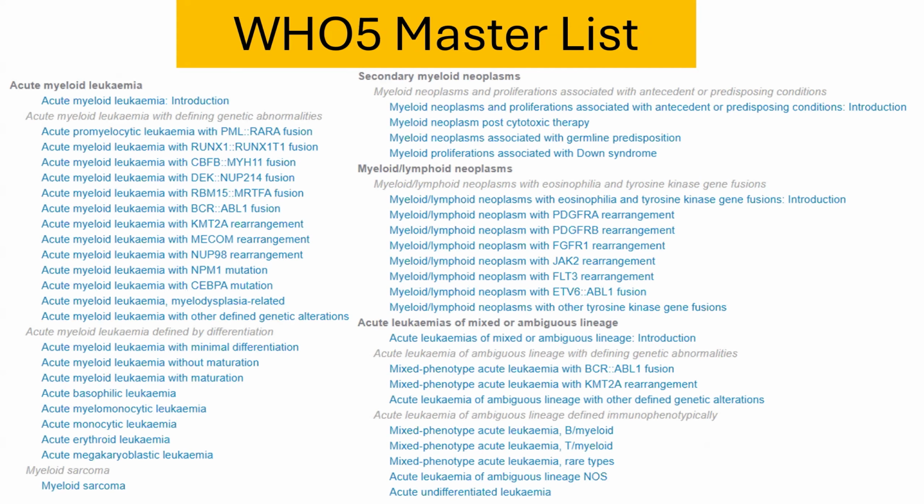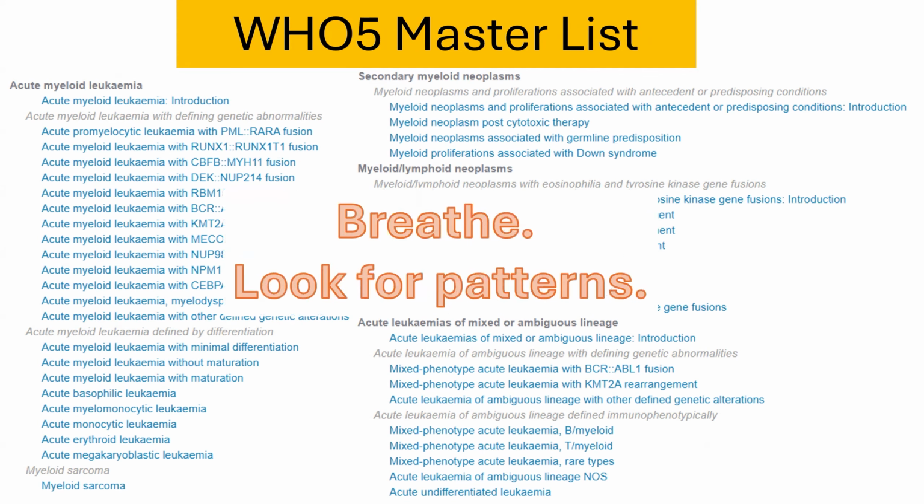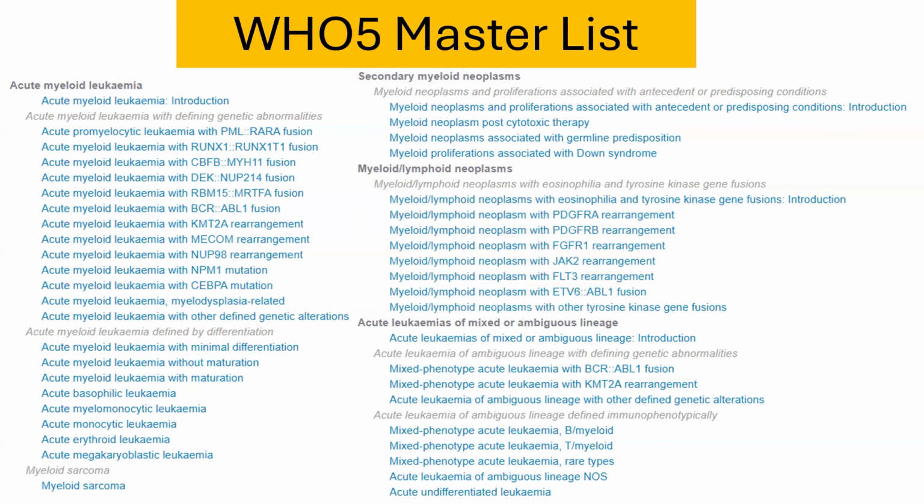Let's analyze this together. But first, take a deep breath. We will look for patterns. This is one of the key skills that pathologists have of looking for patterns. We often apply that skill to cells, but for now, let's apply it to the diagnoses and diagnostic terms themselves. What do you see? Pause the video and consider any patterns.